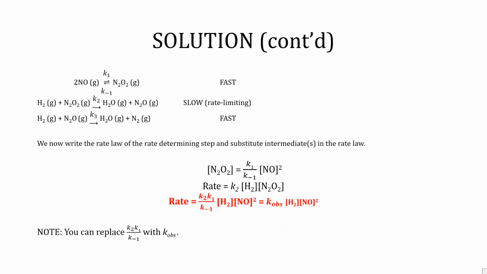We know and write the rate law of the rate determining step and substitute the intermediate in the rate law. Rearranging the intermediate N2O2, the final rate law is rate equals k observed times H2 concentration times the concentration of NO squared.